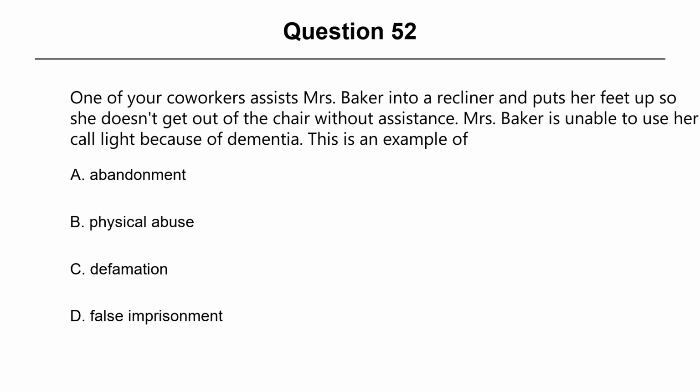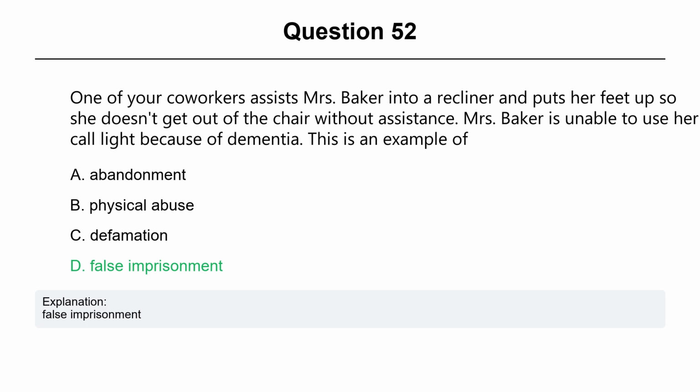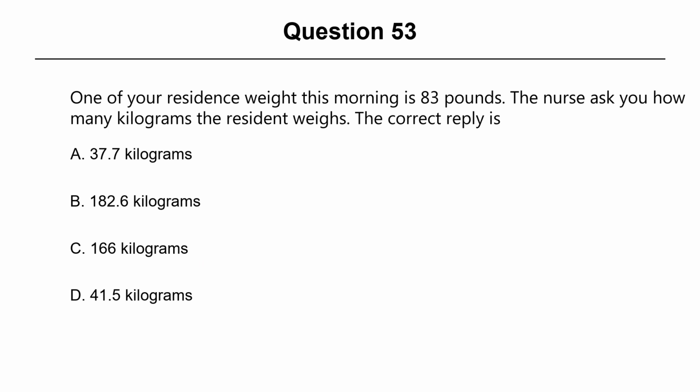Question 52. One of your coworkers assists Mrs. Baker into a recliner and puts her feet up so she doesn't get out of the chair without assistance. Mrs. Baker is unable to use her call light because of dementia. This is an example of: Option A, abandonment. Option B, physical abuse. Option C, defamation. Option D, false imprisonment. The correct answer is option D, false imprisonment.